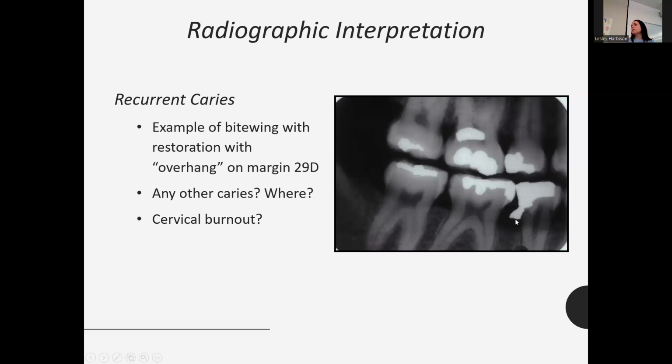Here are some more examples of recurrent decay and a horrendous overhang. I don't know. I mean, that person should never have graduated from dental school. Whoever did that is just awful.